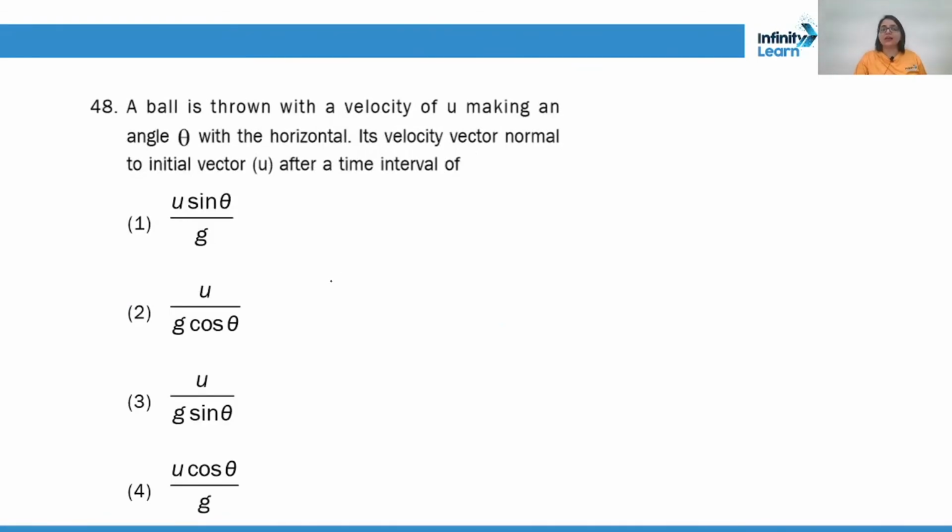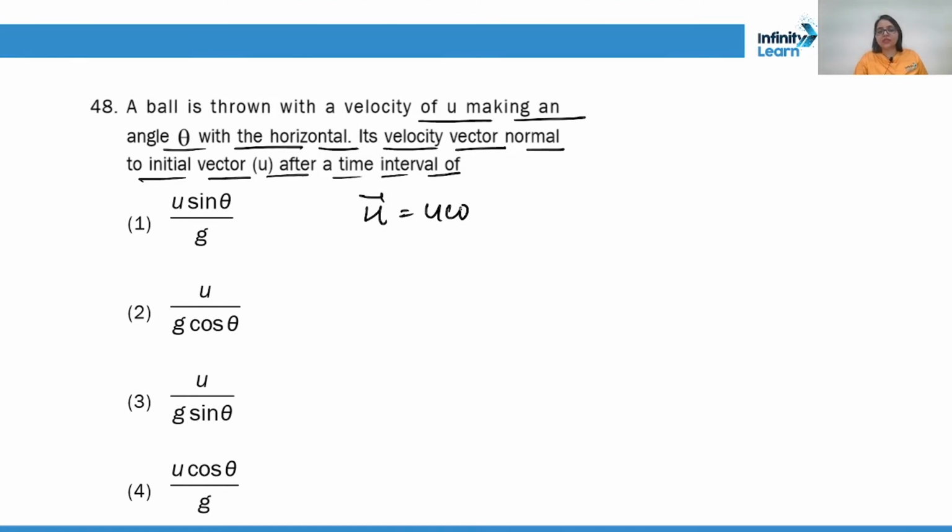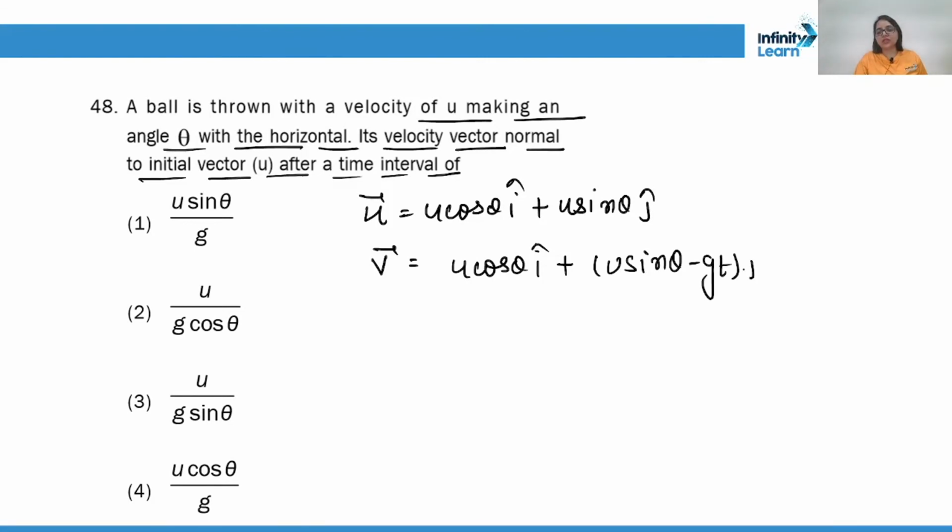Question number 48. A ball is thrown with a velocity of u, making an angle theta with the horizontal. Its velocity vector is normal to its initial vector after a time interval of. So, the initial velocity vector of any projectile in projectile motion is given as u cos theta i cap plus u sin theta j cap, and velocity at any time t is given as u cos theta i cap plus u sin theta minus gt j cap.